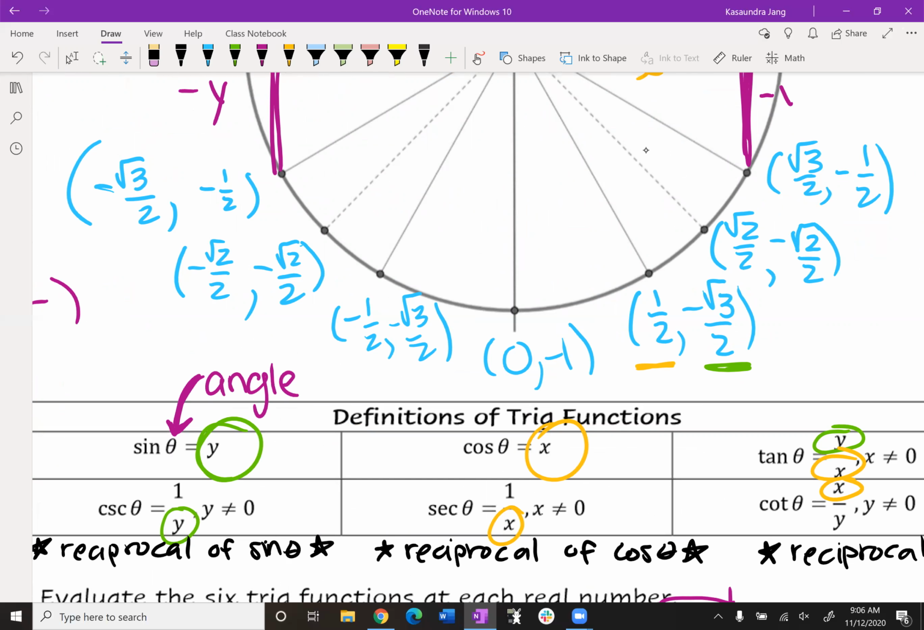Yeah, you could treat tangent as the y value over the x value, but it's the same thing. You got your sine from the y value, you got your cosine from the x. So you can also say it's sine over cosine. Okay. Yeah, that works.